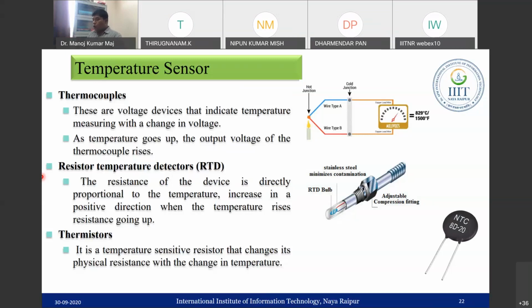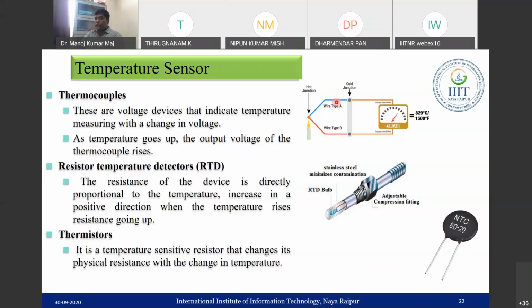So whenever we are using thermocouple materials, we generally use copper constantan type of material, or iron constantan, or chromel aluminum. So these are the different kinds of thermocouple materials that are available. Using these thermocouple materials, we can see the following.